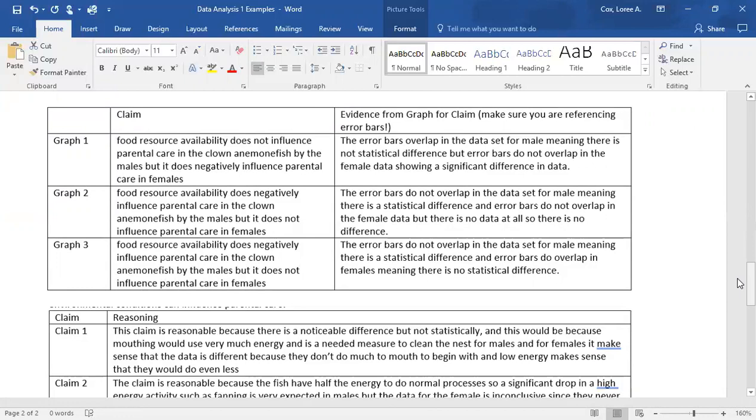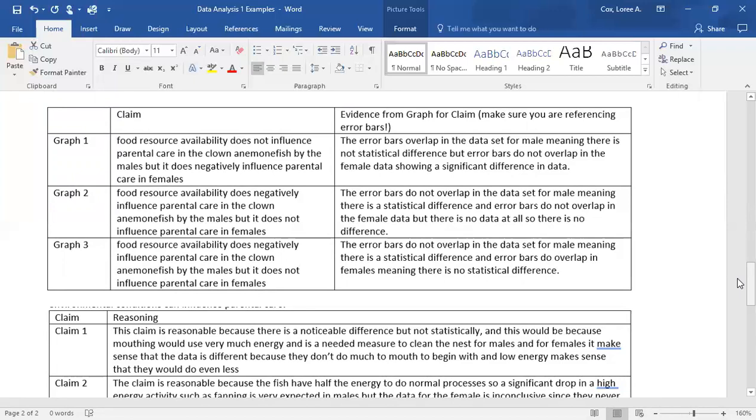Okay, evidence. We always go to the graph. Evidence. Remember CERs from our lab write-ups? We always go to the graphs. Evidence, the error bars overlap in the data set for males, meaning there is not a statistically significant difference, but error bars do not overlap in female data, showing a significant difference. Perfect. Okay, this is a perfect response.